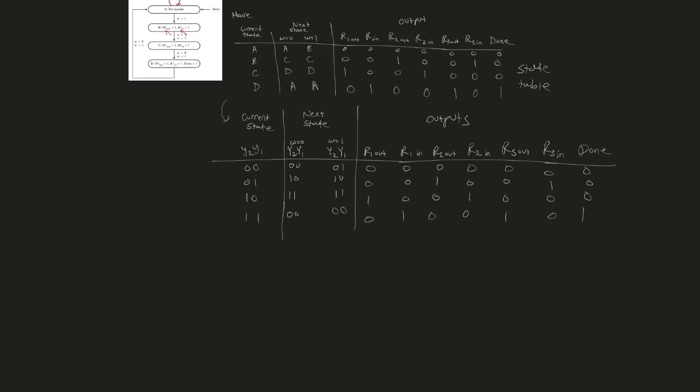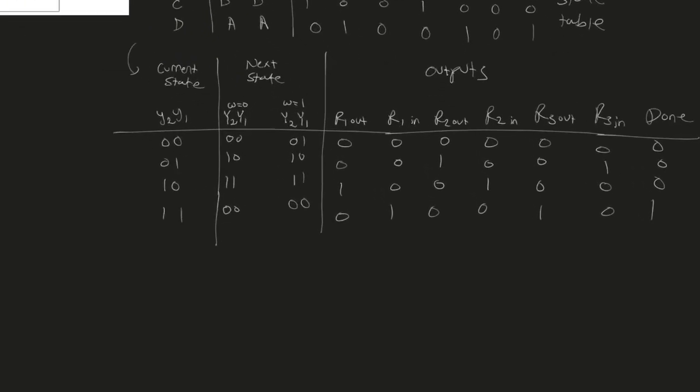Okay, so now we have to find formulas for our next states and all our outputs. Our outputs are actually going to be the easiest ones. We see R2 out and R3 in should be equal to each other, and they're going to be related to the state value over there. So we're going to say R2 out is equal to R3 in, and that's equal to Y2 not times Y1.